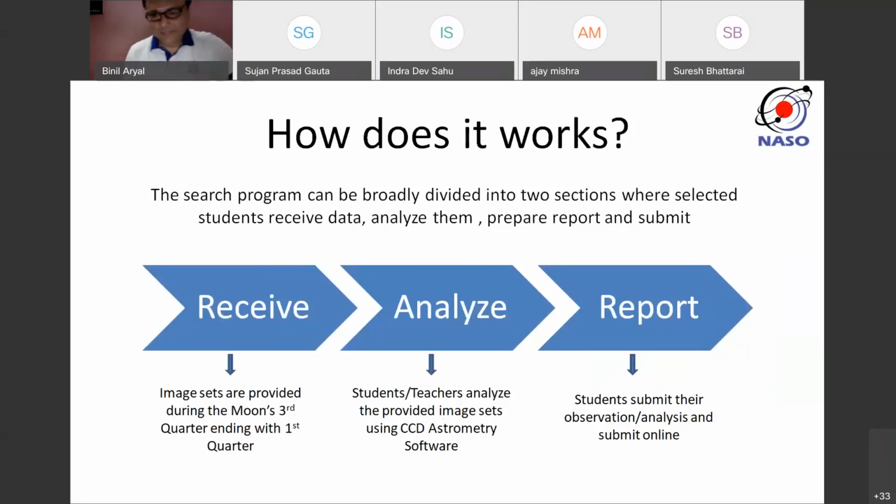Once we provide those images to the students, they use a software called Astrometrica, and they do CCD astrometry and analyze data, looking at different parameters like signal to noise ratio, magnitude, the path, whether it's moving or not, and the size and shape of the object. Once they analyze, they prepare a report in a format called Minor Planet Center, or MPC report. That's a standard format for reporting minor planets to the IAU. Then they upload that through our web portal.